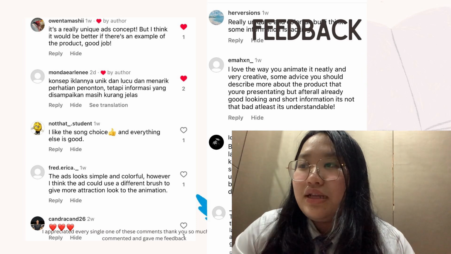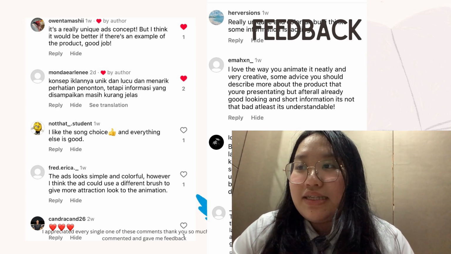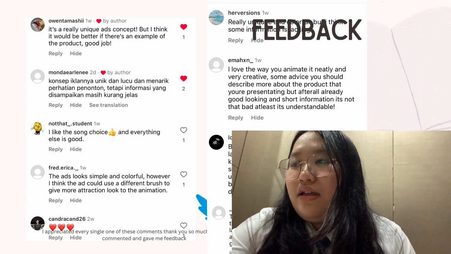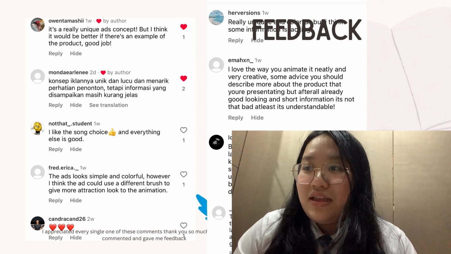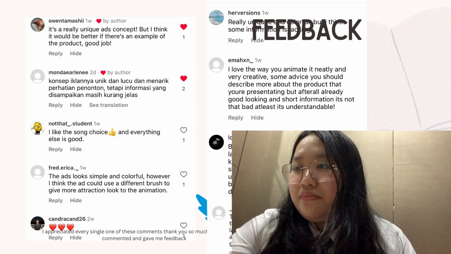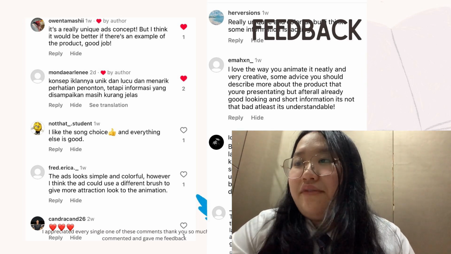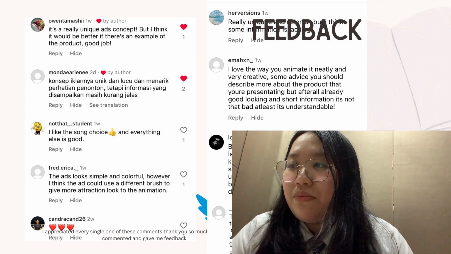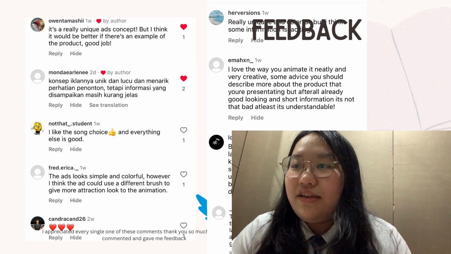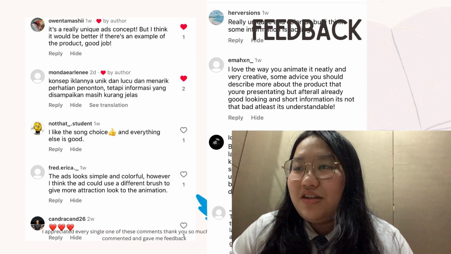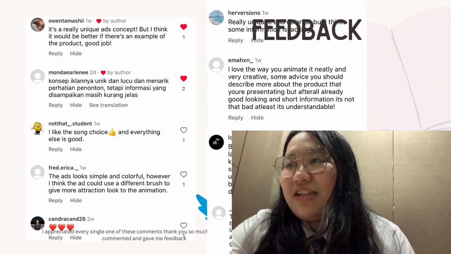Konsep iklannya unik dan lucu dan menarik perhatian penonton. Tapi informasi yang disampaikan masih kurang jelas. From Wanda Erlin. Then the last one I'm gonna read out is: I love the way you animate it neatly and very creative. Some advice: you should describe more on the product that you're presenting. But overall, already good looking and short information. It's not that bad, at least it's understandable, from Emma XN.